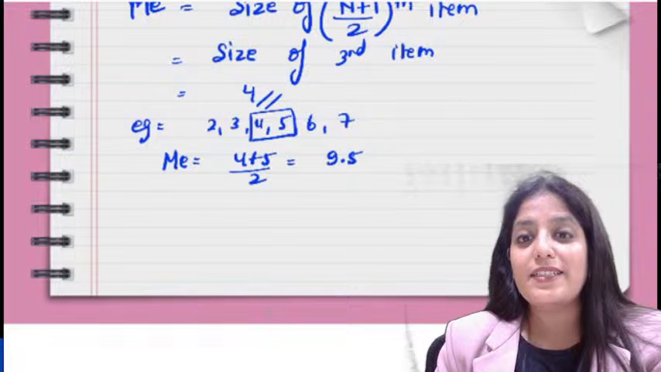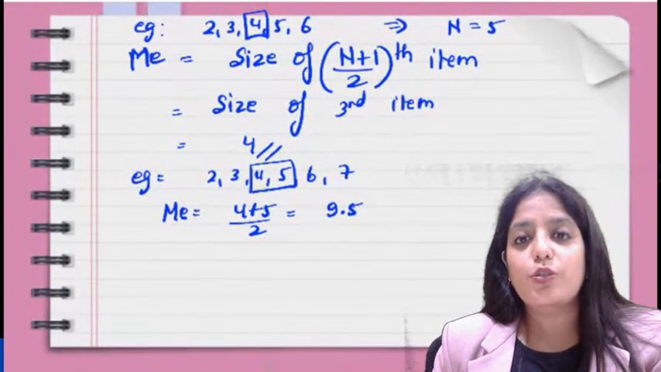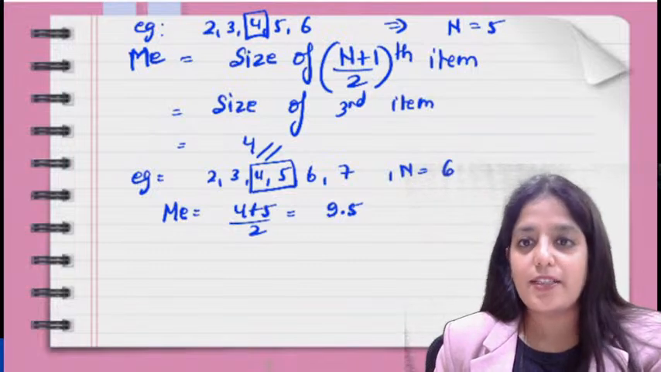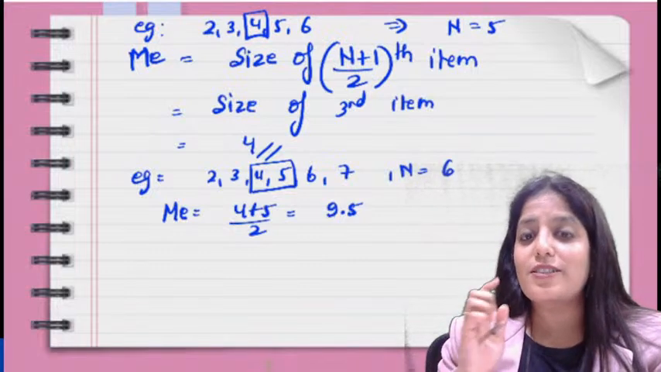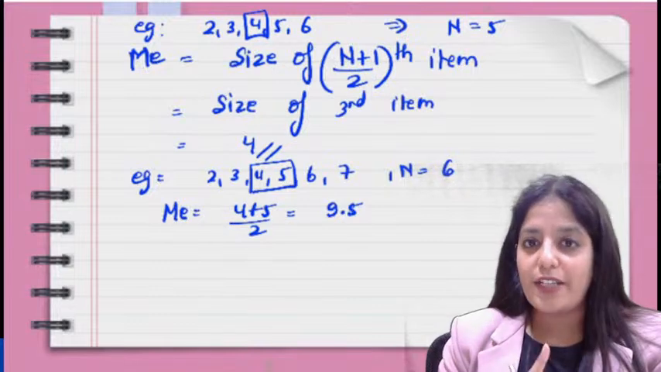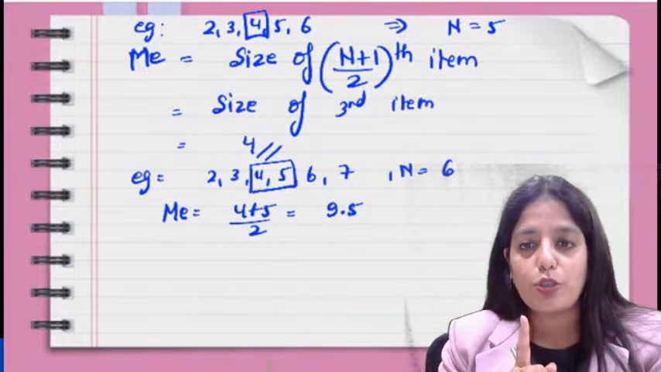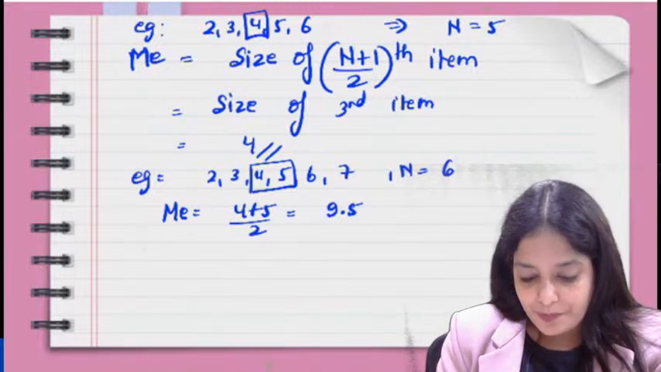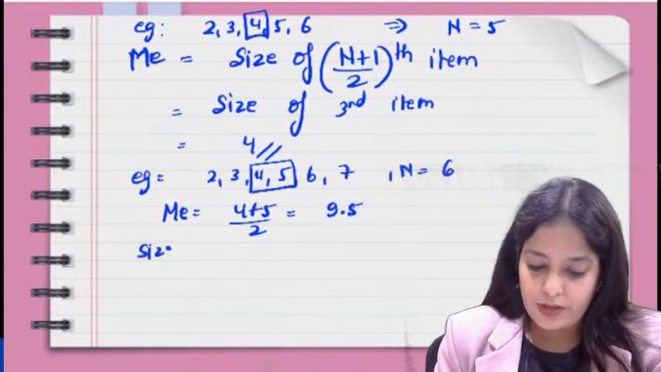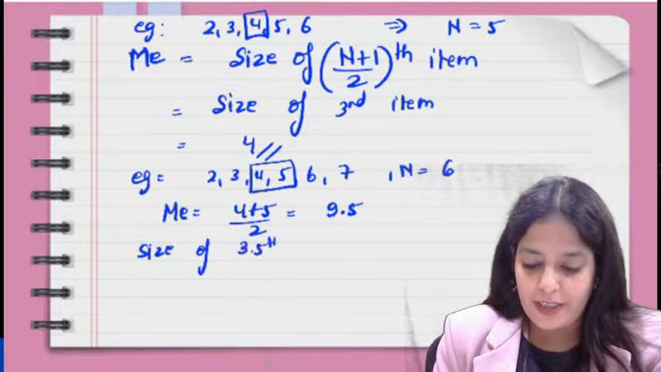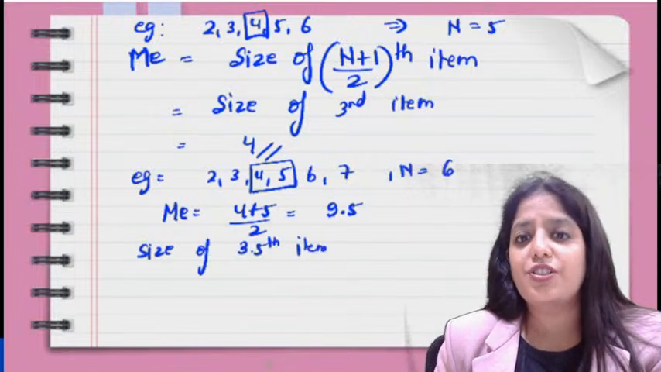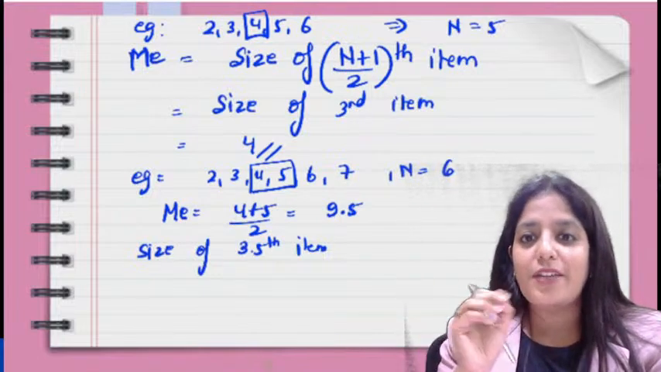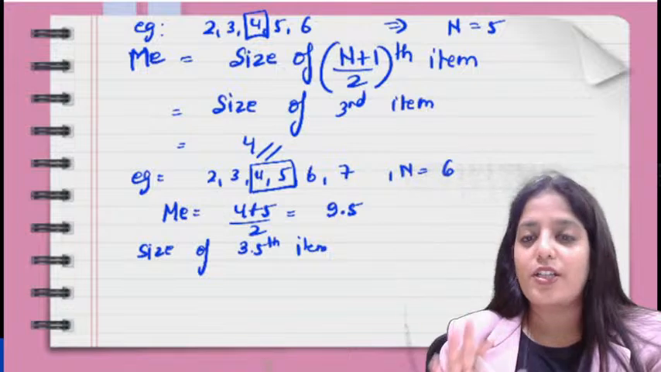So the formula is size of (n plus 1) by 2th item. Now here n is equal to how much? 6. So we'll just put 6 in place of n. So it will be 6 plus 1 upon 2, that is 7 upon 2, and that's 3.5. Size of 3.5th item. Now there is no such position 3.5. It could be the 3, it could be the 4, but 3.5, it's nothing, we can't call it a position.